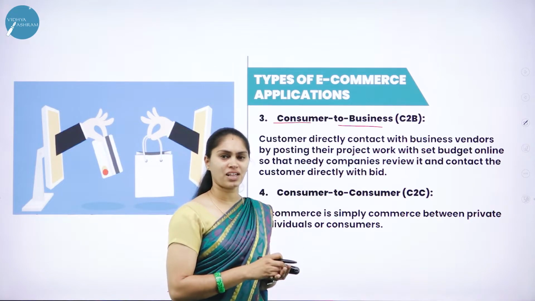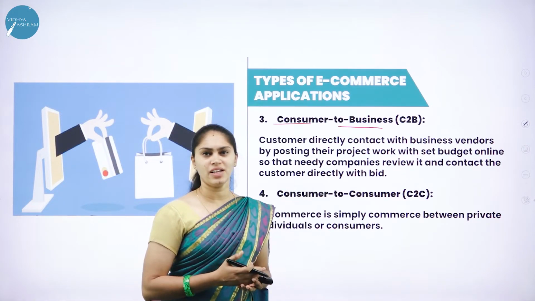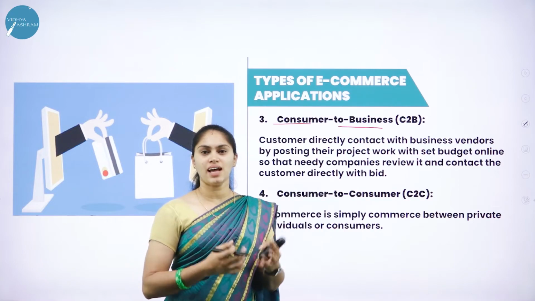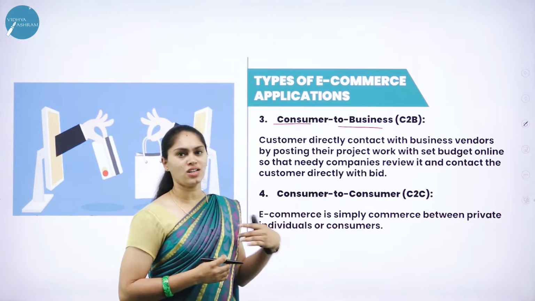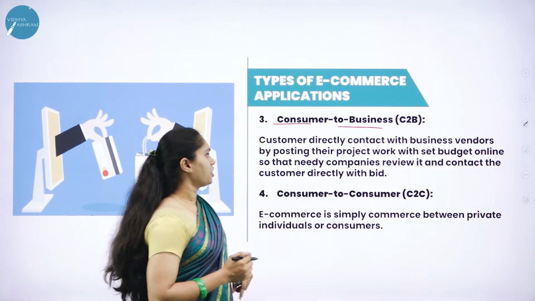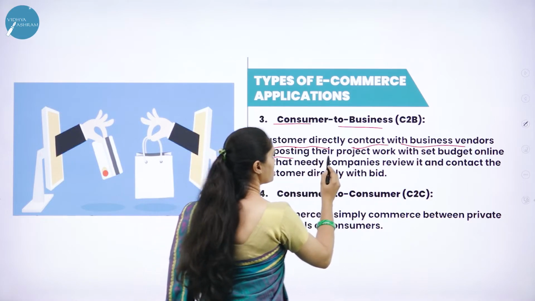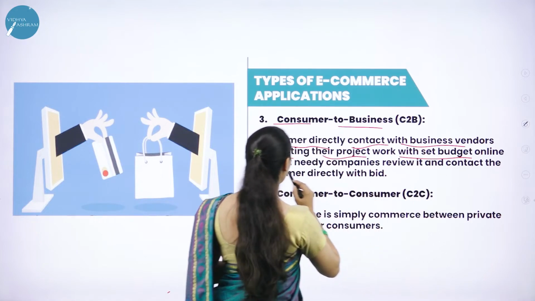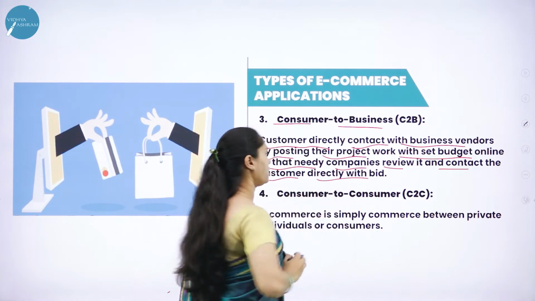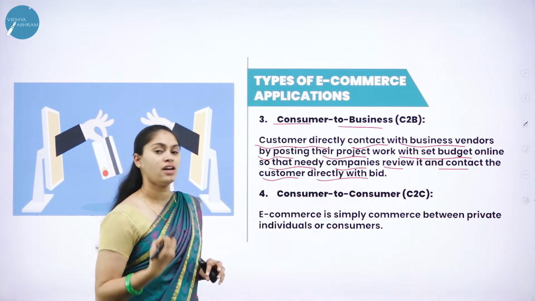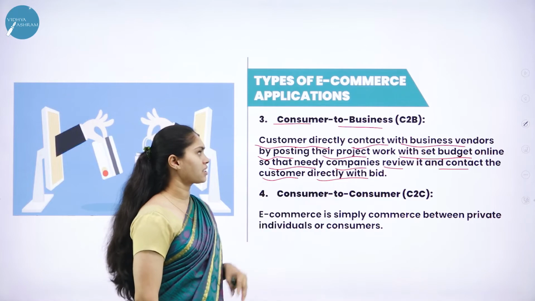At that time, if the consumer is okay to provide a service, then they can give the service. So this vendor will bid for the services among a large number of consumers. Whoever provides that particular service at a lower cost will be selected. Here the consumer directly contacts the business by posting their project work with a set budget online, so that needy companies review it and contact the consumer directly with a bid. You can take the example of Naukri.com, or LinkedIn. All these come under consumer to business.